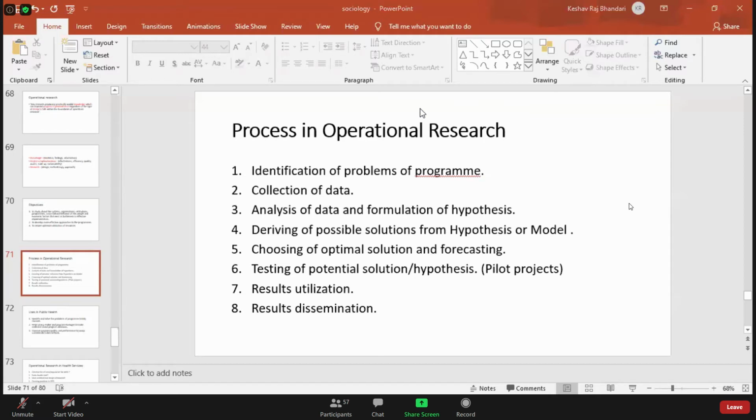You don't need to know all this in detail. This might be asked in your viva, like what do you know about operation research? So these may be asked in your viva or in your practicals also.